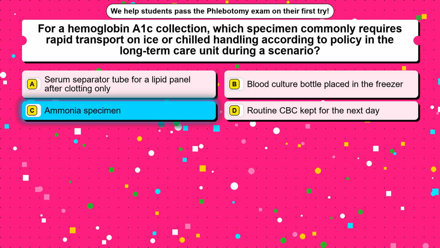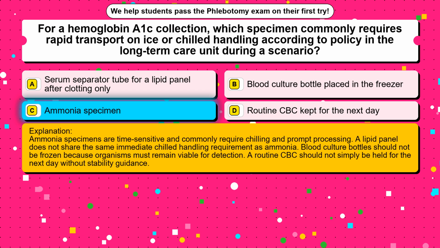The correct answer is option C. Ammonia specimen. Ammonia specimens are time-sensitive and commonly require chilling and prompt processing. A lipid panel does not share the same immediate chilled handling requirement as ammonia. Blood culture bottles should not be frozen because organisms must remain viable for detection. A routine CBC should not simply be held for the next day without stability guidance.